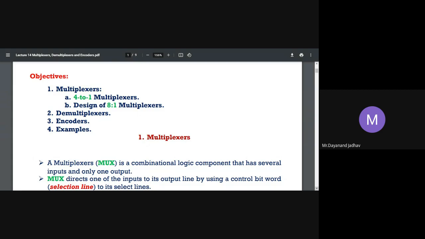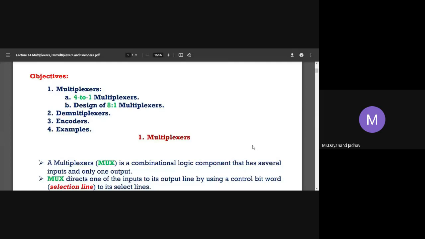Combinational circuits are those in which the output of the circuit depends on the instant value or present values of input. Otherwise, sequential circuits are those in which the output of the circuit depends on the instant value as well as some past previous input and output.